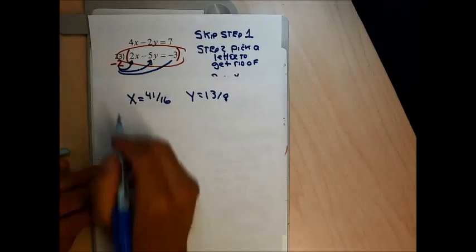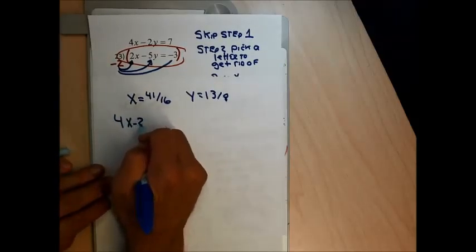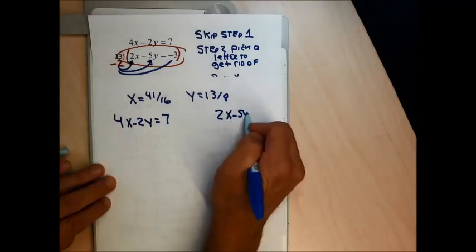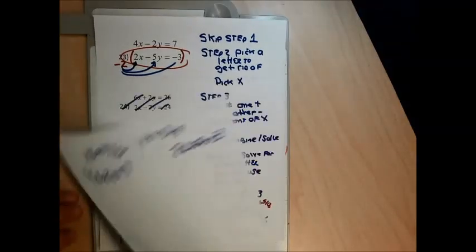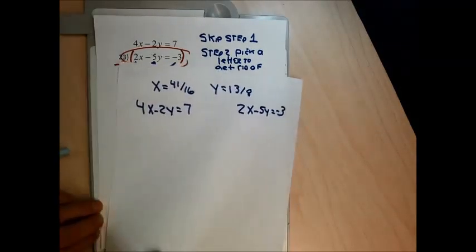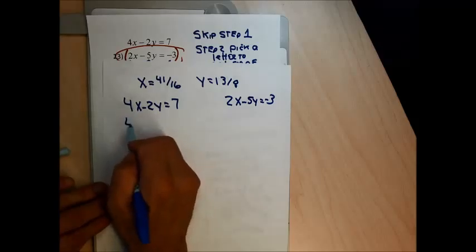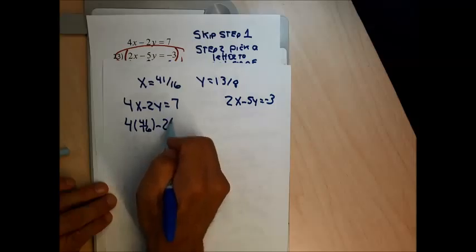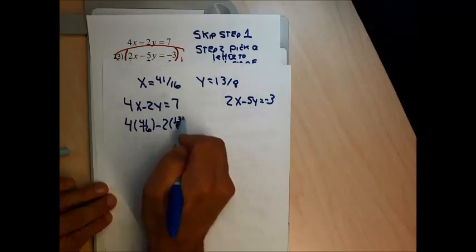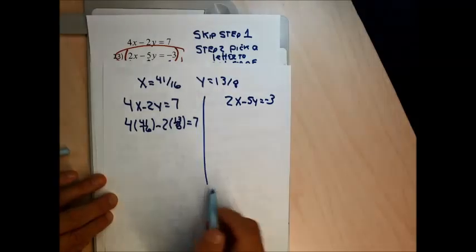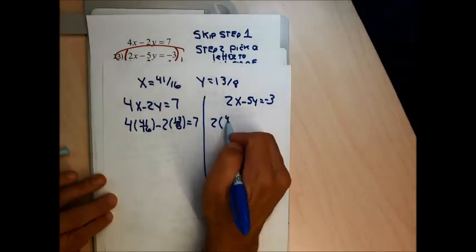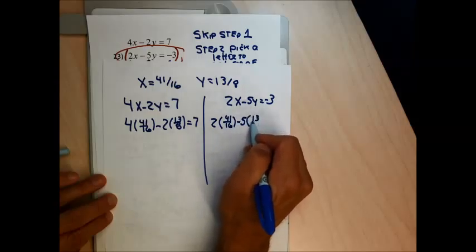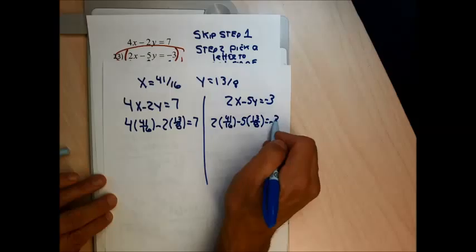So in problem 23, the top equation was 4x minus 2y equal to 7. The bottom equation is 2x minus 5y equals negative 3. I just keep feeling like I have a mistake, but I don't see it. So I'm going to go 4 times 41 over 16 minus 2 times 13 over 8 and make sure that equals 7. And then I'm going to go 2 times 41 over 16 minus 5 times 13 over 8. And that better be negative 3.